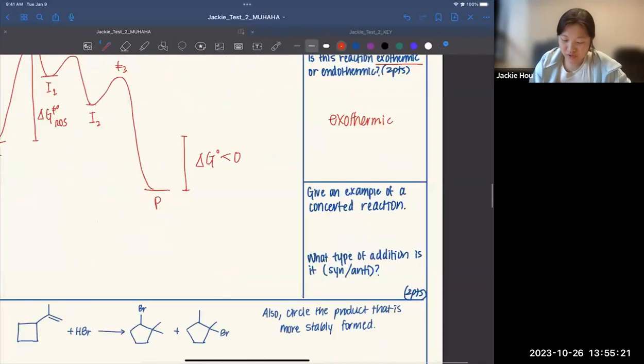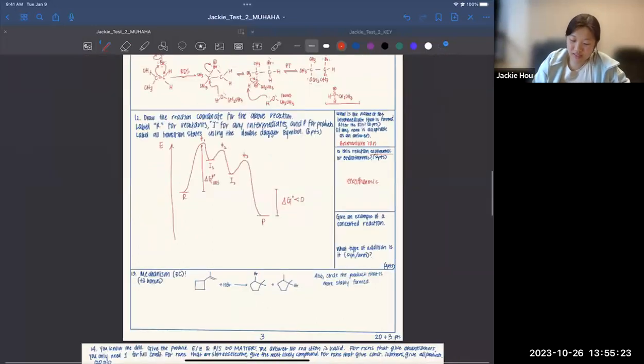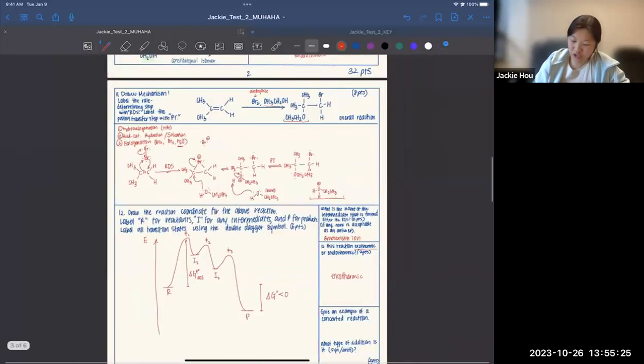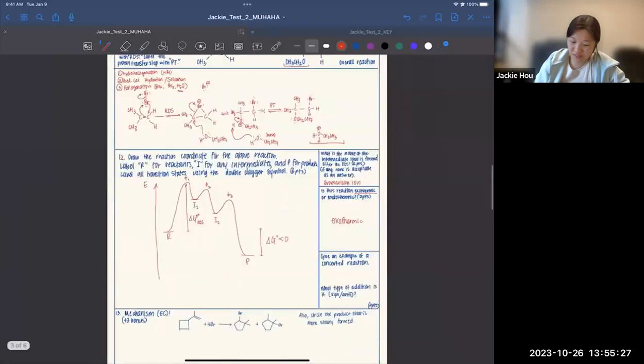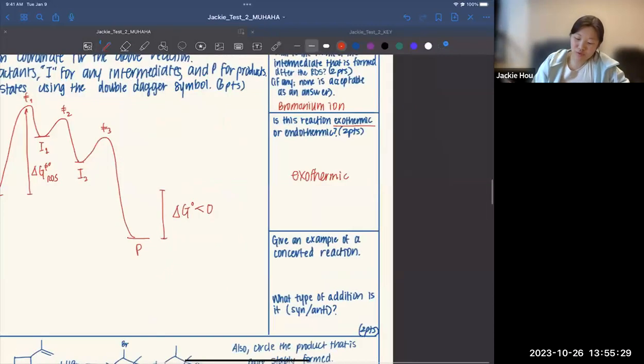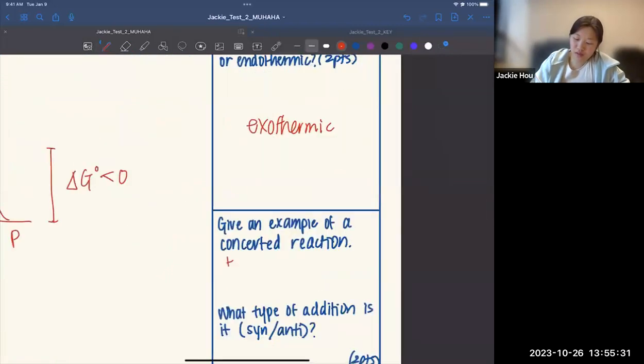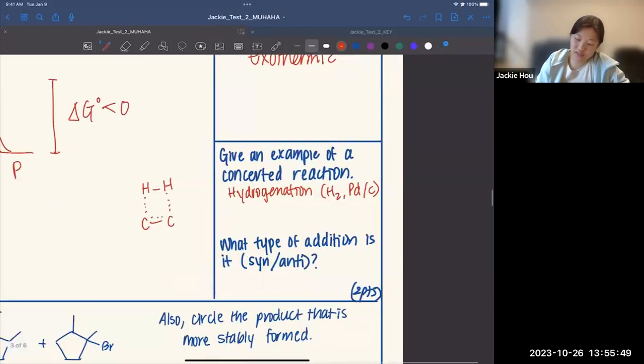And examples of concerted reactions. So this example is actually not a concerted reaction. The reason why is we form intermediates, right? Examples of concerted reactions would be hydrogenation, which is when you have the H2 over Pd/C, right? Anything that forms that little square sort of intermediate, remember I was talking about, will be a concerted reaction. And then all concerted reactions will always be syn addition.